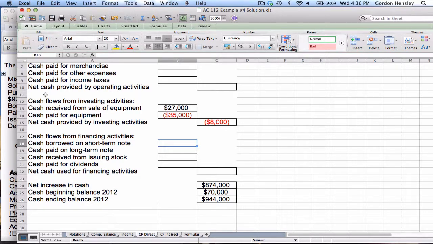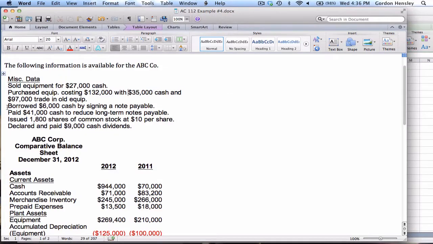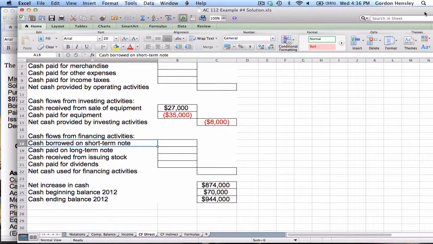Now, to do my financing, I'll use the remaining amount of the miscellaneous data. The next item says that we borrowed $6,000 cash by signing a note payable. Well, right here, cash borrowed on short-term note, $6,000.